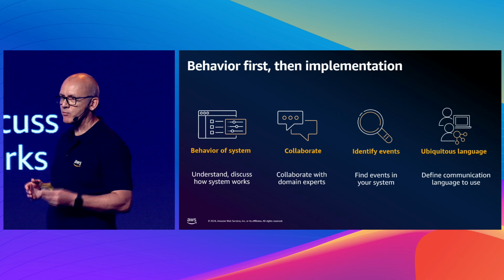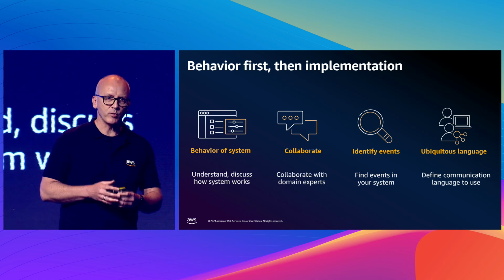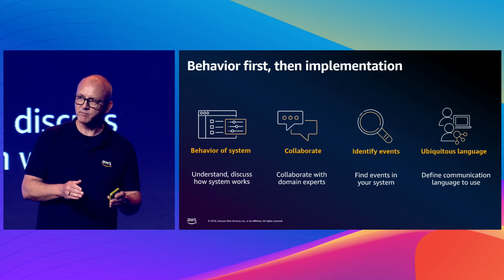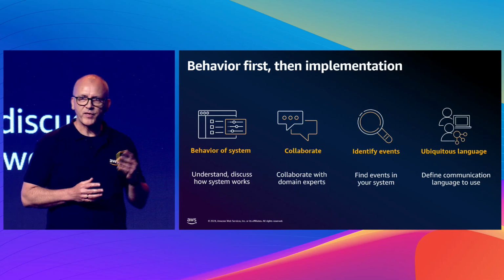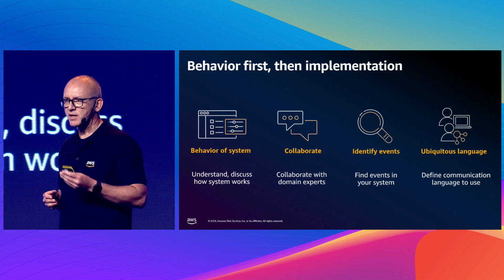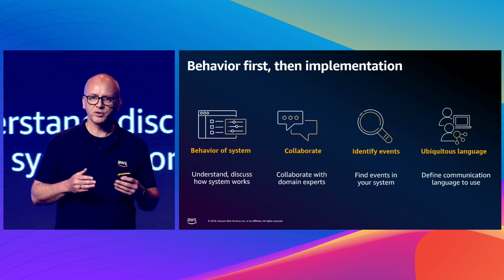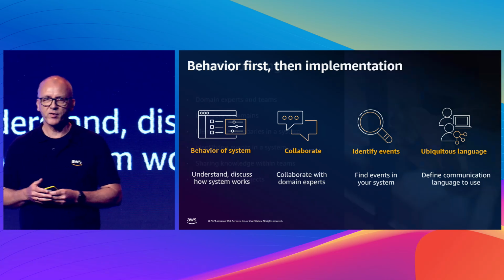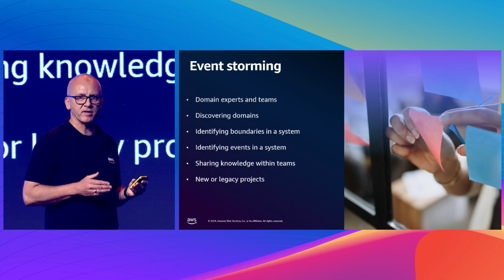You need to bring them into one room and then collaborate to find out, okay, these are the events that happen. And one very important thing is also to find a common language. To avoid the misunderstanding, you have to have a common language so that all technical terms have the same meaning for everybody. A practical implementation for that would be event storming.